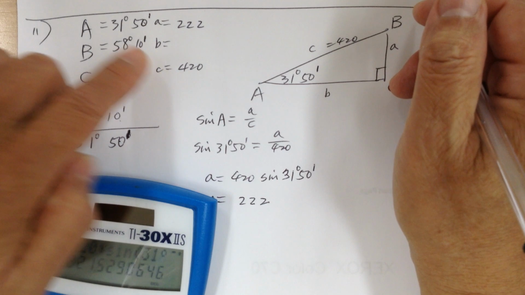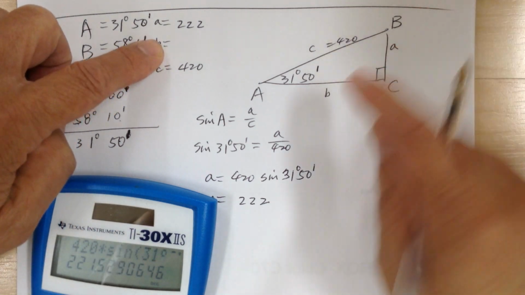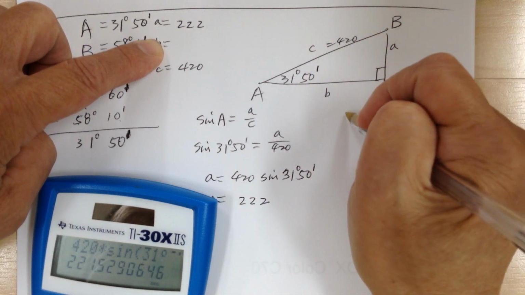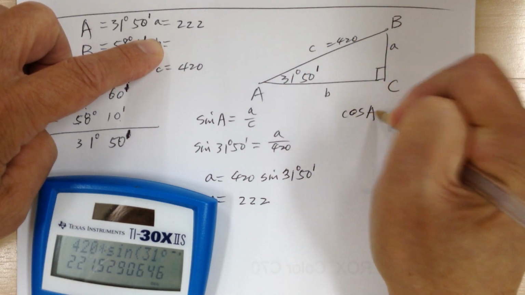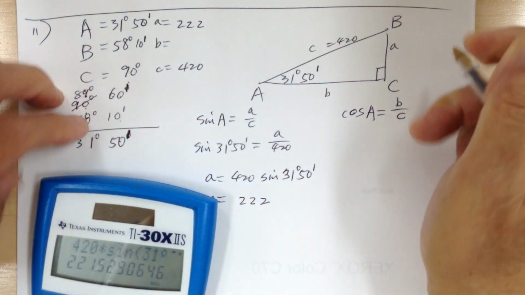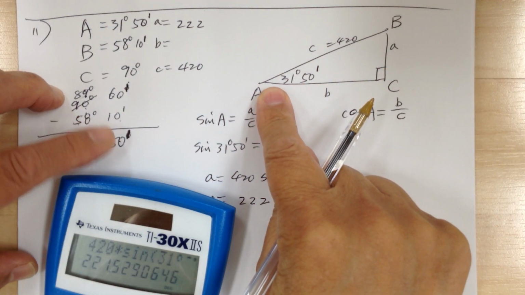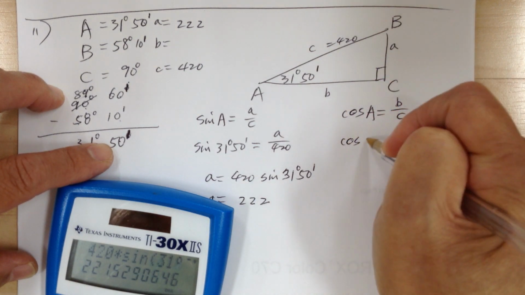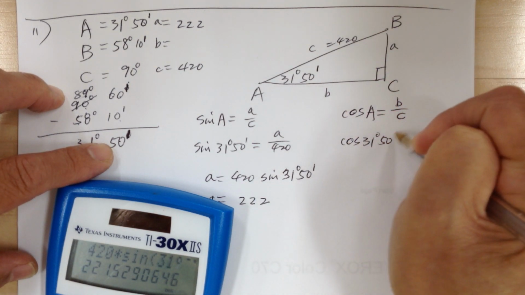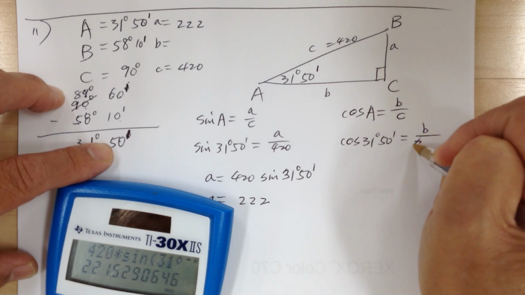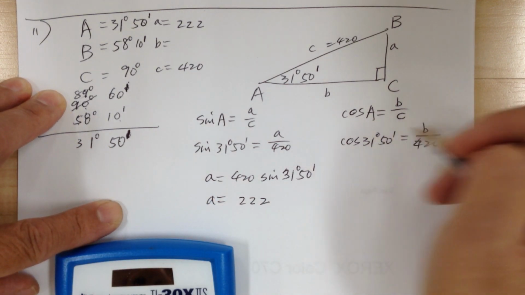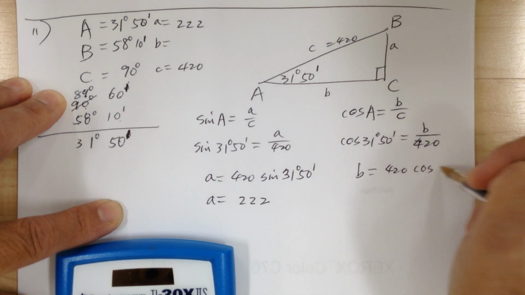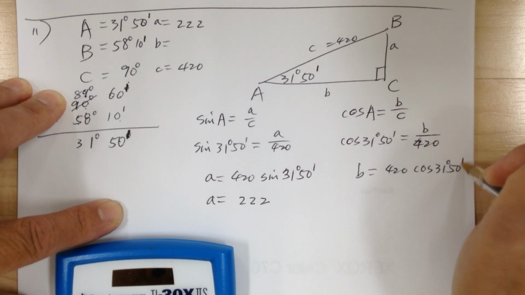Again, by looking at this, you can see what you're missing. So to find B, use this, and this is your cosine function. So you have to use cosine of A equal to B over C, right? Cosine is equal to adjacent over hypotenuse. So cosine of 31 degrees 50 minutes equals B over 420. So cross multiply. So B equals 420 cosine of 31 degrees and 50 minutes.